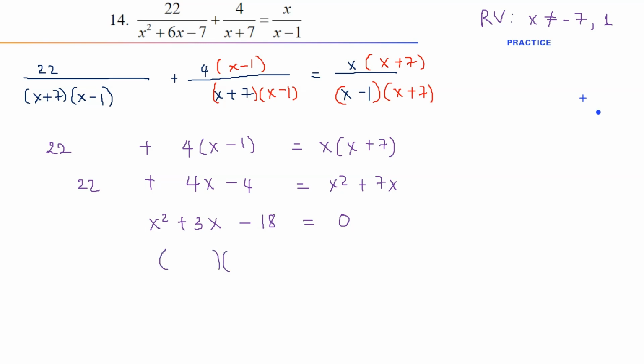Now two numbers that multiply to -18 and add up to 3. 6 and 3, right? Positive 6 and -3. Now x equal -6 or x equal 3. Check for the restricted values. It worked, right? So that's the answer.